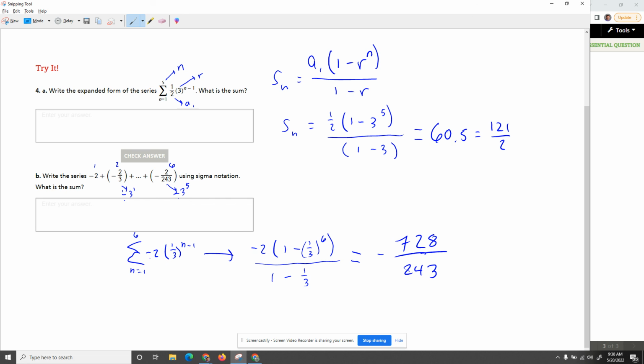So this is the notation that represents that with those numbers in those spots. So again, 6 for n, -2 for a sub 1, and 1/3 for r. And then when you apply the formula and simplify, you get -728 over 243. All right, let's take a look at example 5.